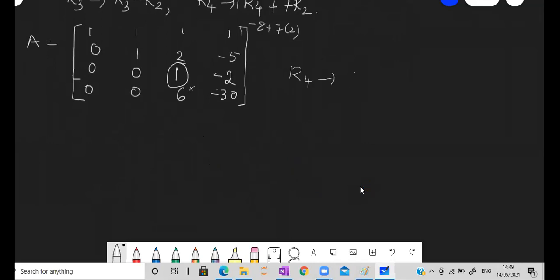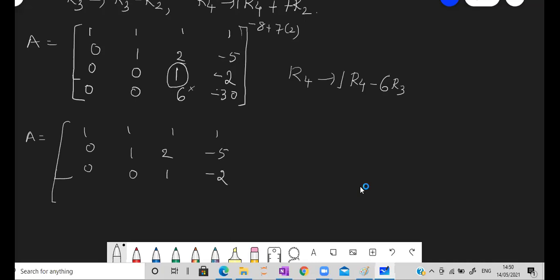Tell me what you'll get. R4 minus, which element do you want to reduce? 6. With the help of 1. Where is this 1 lying? R3. So the first 3 rows are the same: 1, 1, 1, 1; 0, 1, 2, minus 5; 0, 0, 1 and minus 2 same. Last row: this which is reduced to 0 now is 0, 0 only. This also becomes 0, 100%.